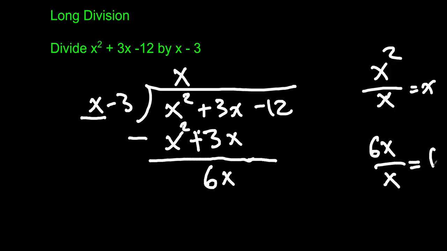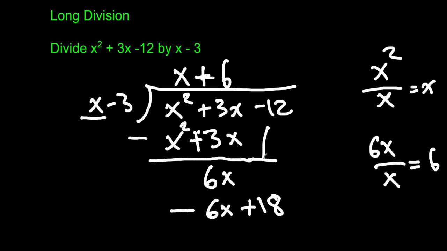6x divided by x is 6, positive 6, so you write plus 6. Then you multiply 6 times x minus 3, and you get 6x, and then 6 times negative 3 is minus 18. And you're going to subtract this, so you change the sign on both. You have to bring down the negative 12. The 6x's cancel out as they should, both of these 6x terms. And then negative 12 plus 18 gives you a positive 6. So that is your remainder of 6.